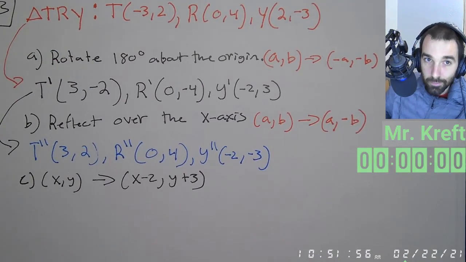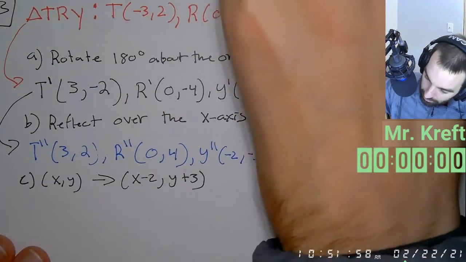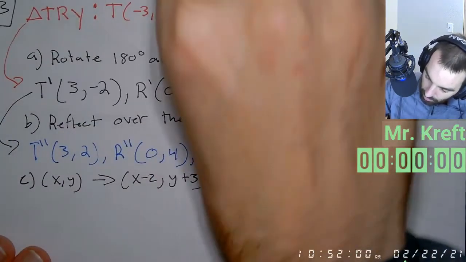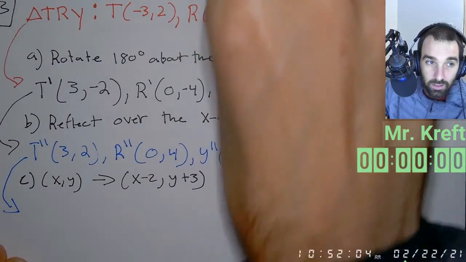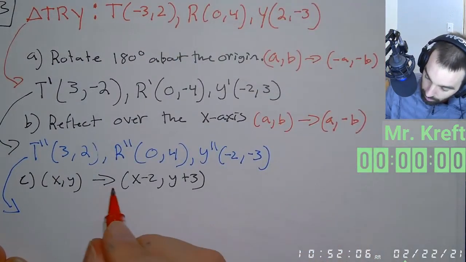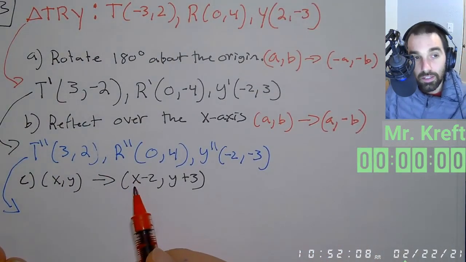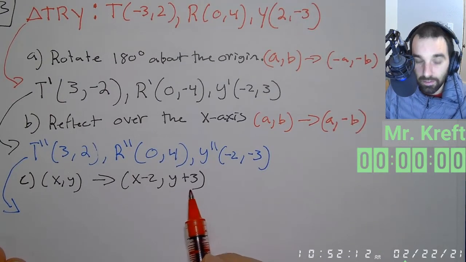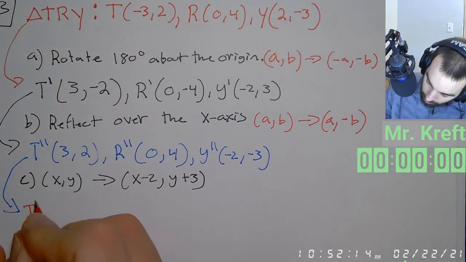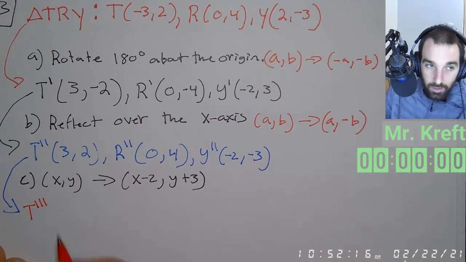Okay. And then we're getting to that final answer piece, right? So I ran out of color, so I'm going to do red for my last answer. So I'm going to take that blue one, and I'm going to do this last one. And the formula is right here, right? So I'm going to take all my x's, I'm going to subtract 2. I'm going to take all my y's, I'm going to add 3. So this is T triple prime.